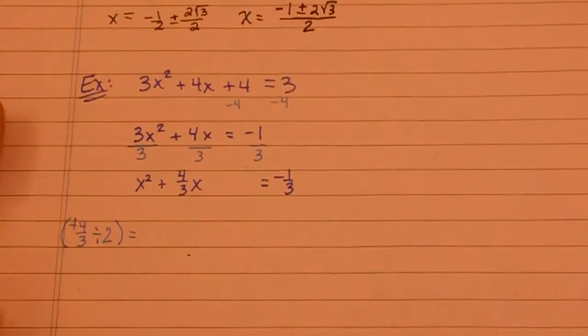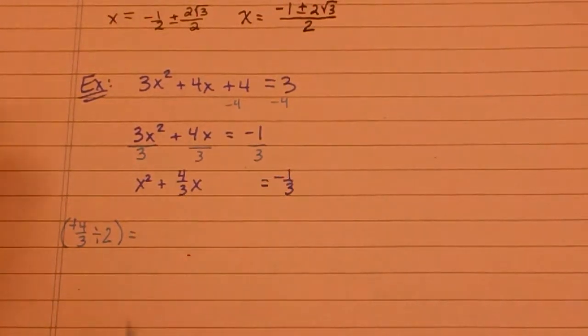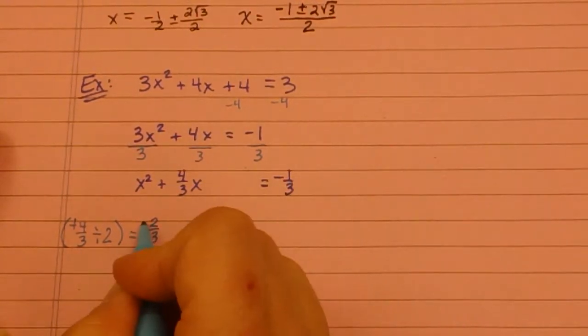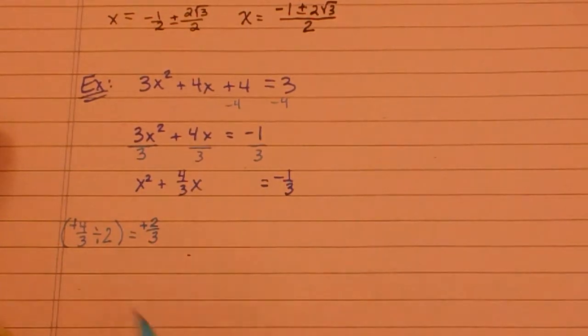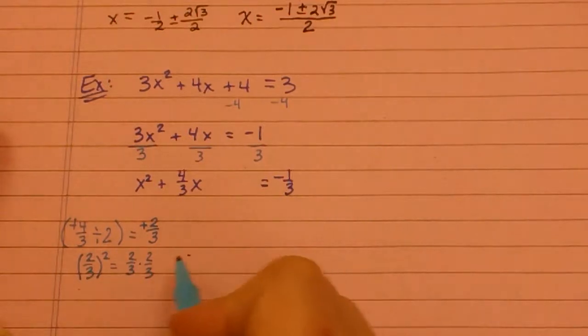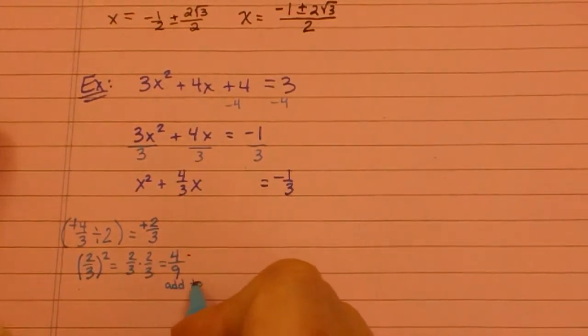And then I'm thinking about 4/3 like I would 4 of anything else. So if I had 4 apples divided by 2, I would have 2 apples. If I had 4,000 divided by 2, I would have 2,000. So when I have 4/3 divided by 2, I'm going to have 2/3, and that is going to be a positive value. I have to square that 2/3, so 2/3 squared, which really means 2/3 times 2/3, which gives me 4/9. Now 4/9 is the number that I will add to both sides.